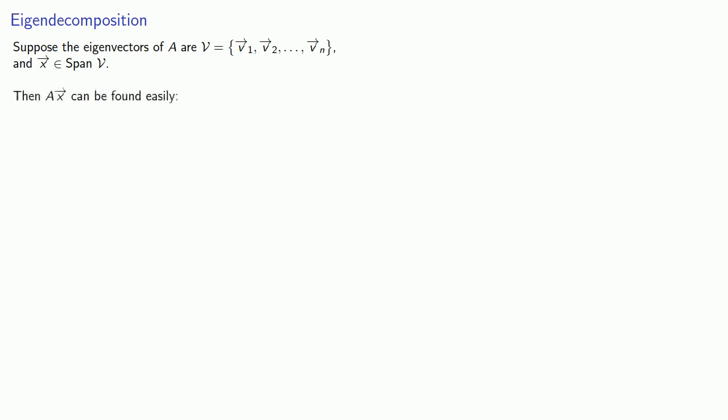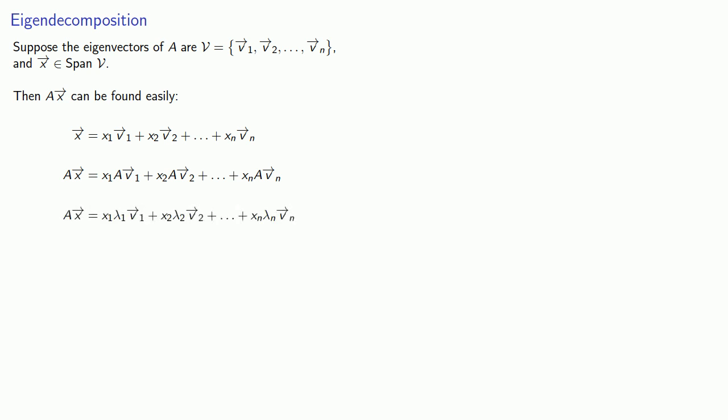And that's because we can write x as a linear combination of the eigenvectors, and when we apply A to x, the distributive property of matrix multiplication, or the fact that A is a linear operator, allows us to find this by applying A to each of the eigenvectors, and we know exactly what A applied to an eigenvector does. And so that gives us Ax as a linear combination of the eigenvectors.